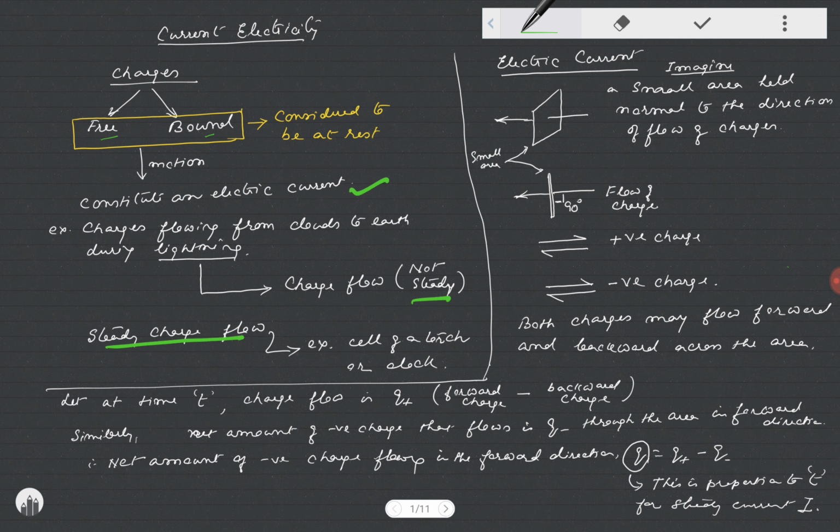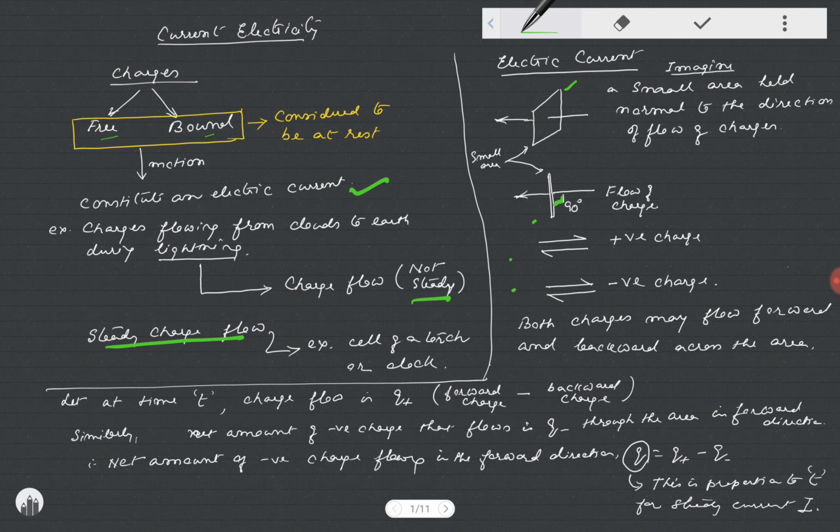So imagine a small area held normal to the direction of flow of the charges. This is a small area, and the direction of flow is held perpendicular to it. This angle is 90 degrees. This is only a side view. Both the positive and negative charges may flow forward and backward across the area.